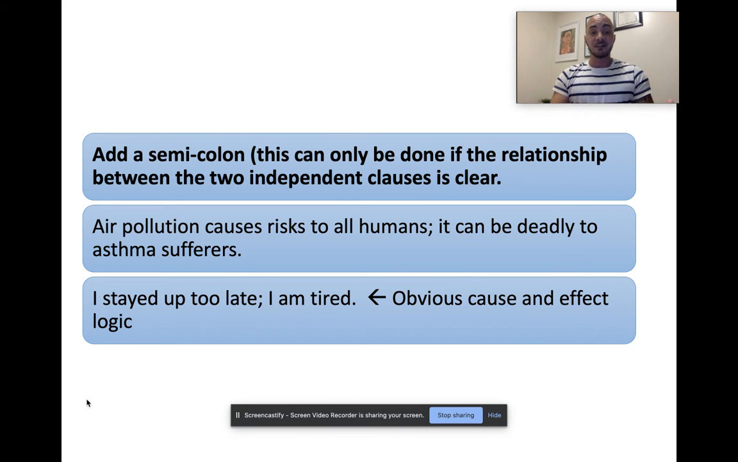A better use of a semicolon would be the second sentence here. I stayed up late; I am tired. The relationship between those two sentences is much clearer. We have an obvious cause and effect logic on our hands. Therefore, that's a more appropriate use of a semicolon to correct a run-on sentence.